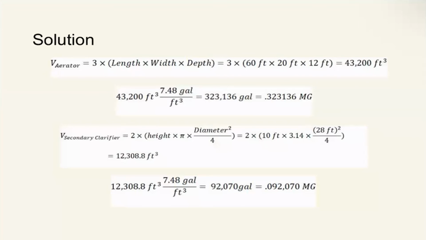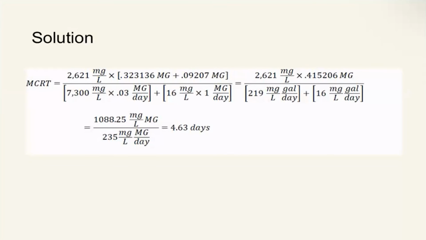So here's the first part of our solution. And I'd like you to notice that I did multiply by 3 different aeration basins as given in the problem. And there are also 2 clarifiers. What I did is I calculated the cubic feet, I converted it into gallons, and I converted that into millions of gallons for both volumes. And here's the final solution where we plug in all our values and our calculated values. And the MCRT for this specific example would be 4.63 days.